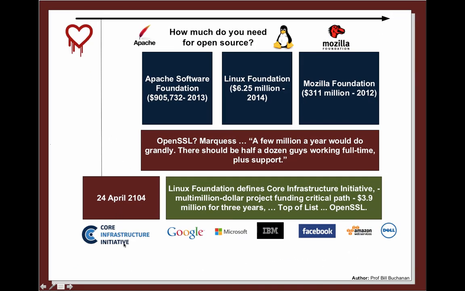So where are we going? Well, on the 24th of April, the whole industry agreed that this is a major problem, and that we need to create much stronger infrastructure for the internet. So some major players have provided the funding for this core infrastructure initiative, which will allow these new libraries to be created. If we look at it, the Apache Foundation has less than 1 million, Linux Foundation about 6 million, and then the Mozilla only has 311 million. So it's important that organizations fund the development in order to produce strong code.